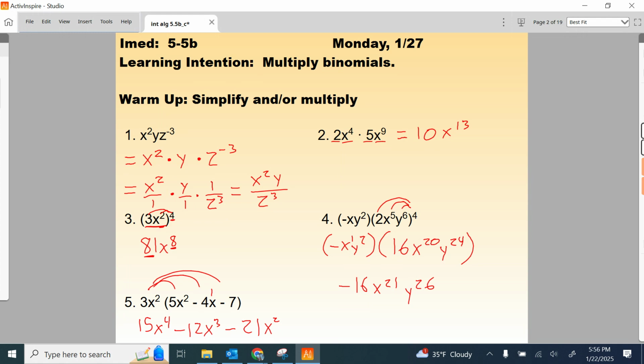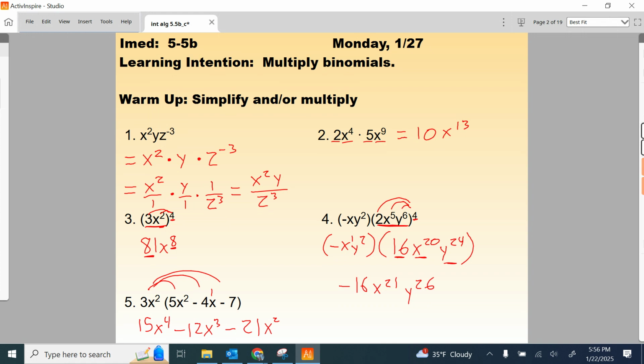Number 4, we have a couple of steps to do. First, we've got to take care of this power of 4. So we're going to distribute that power of 4 into this 2x^5y^6. All right, so if we do that, 2 to the power of 4 is going to get us this 16 here. x^5 to the power of 4 is going to create x^20. And y^6 to the power of 4 is going to create y^24 because our rule says multiply those powers.